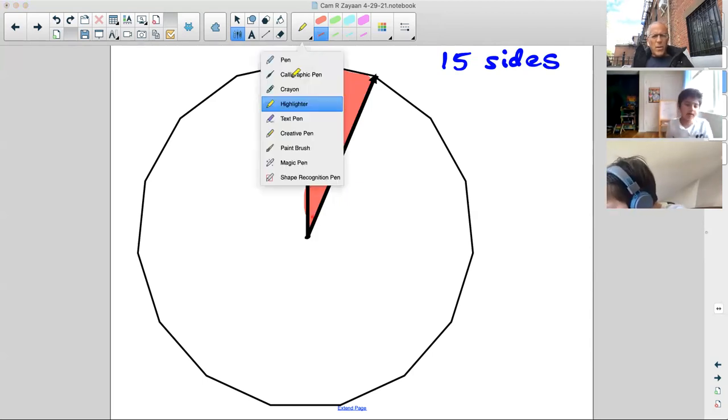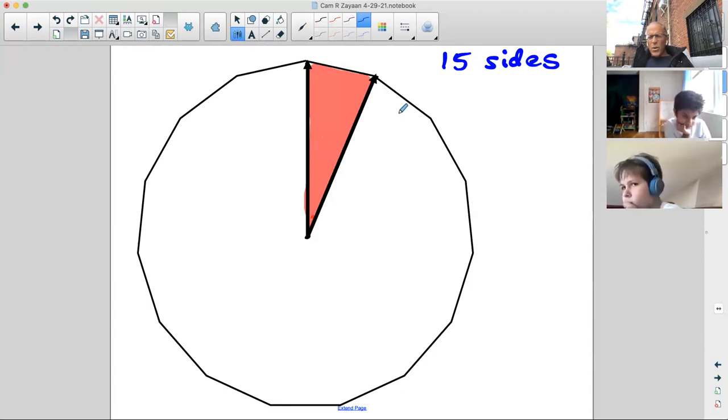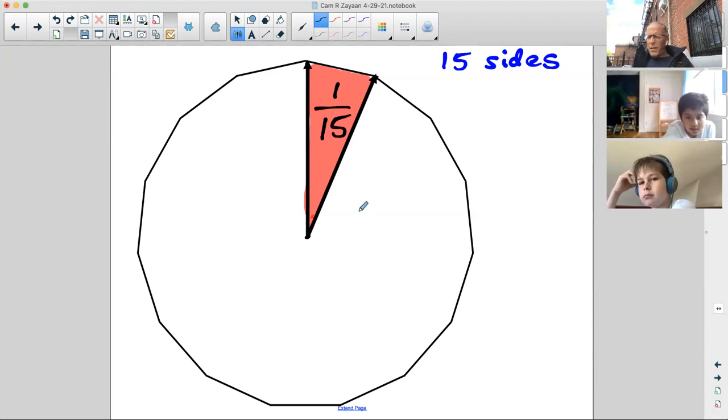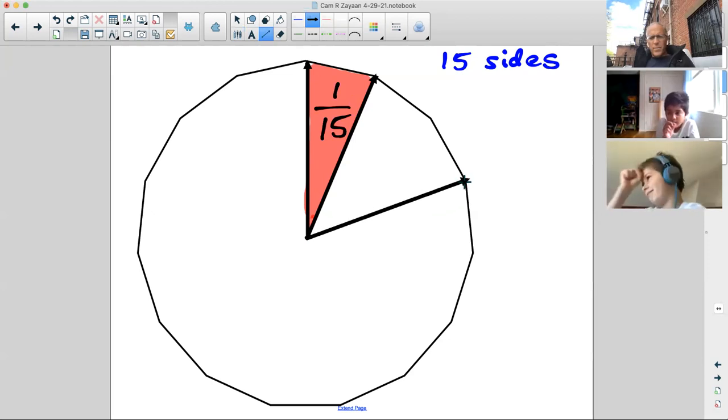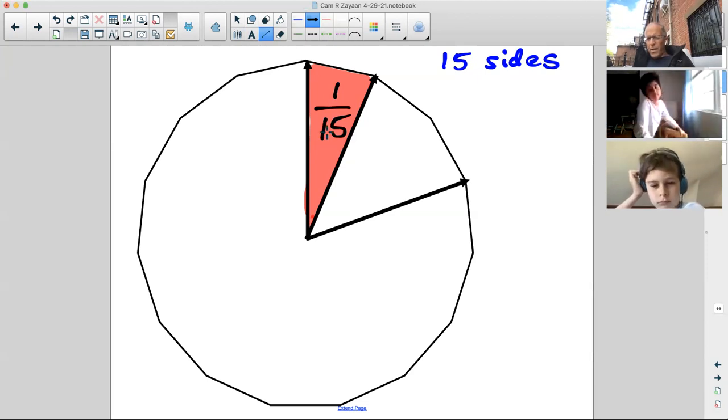I don't have any idea how to draw a polygon, but Cam, do you have any idea, if there are 15 sides, what that fraction would be? Would you be surprised if it were just 1/15? Doesn't that make sense? Because there's 15 equal parts. Now, what about this one? If one piece is 1/15, what is 2 pieces?